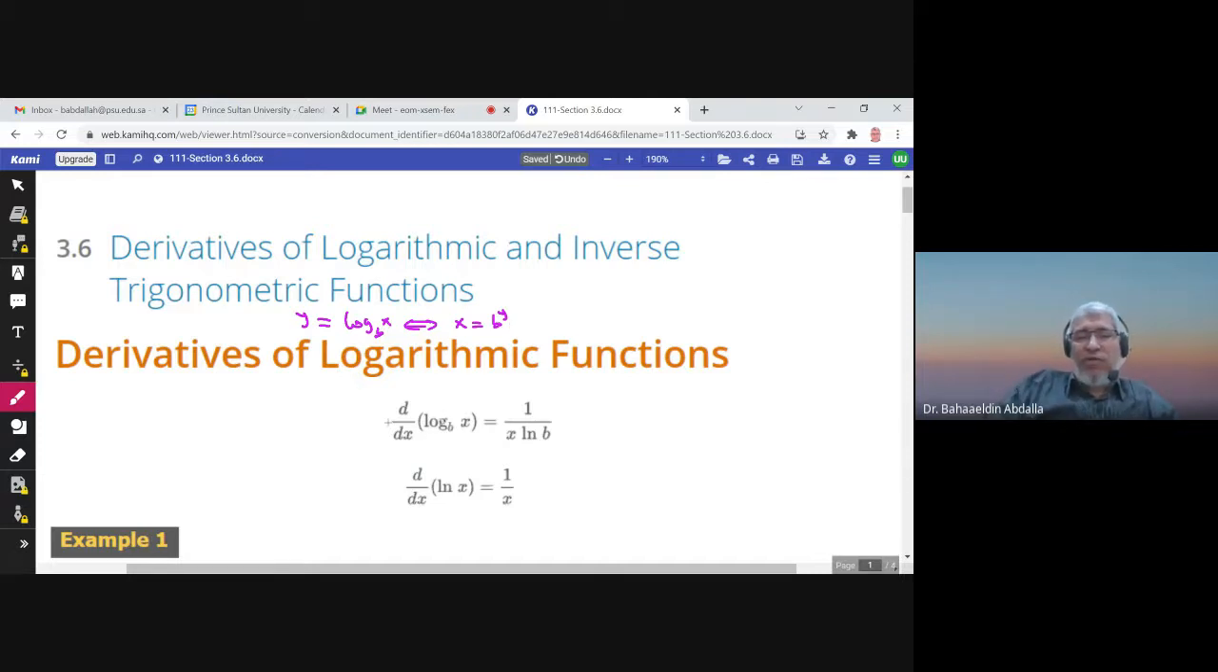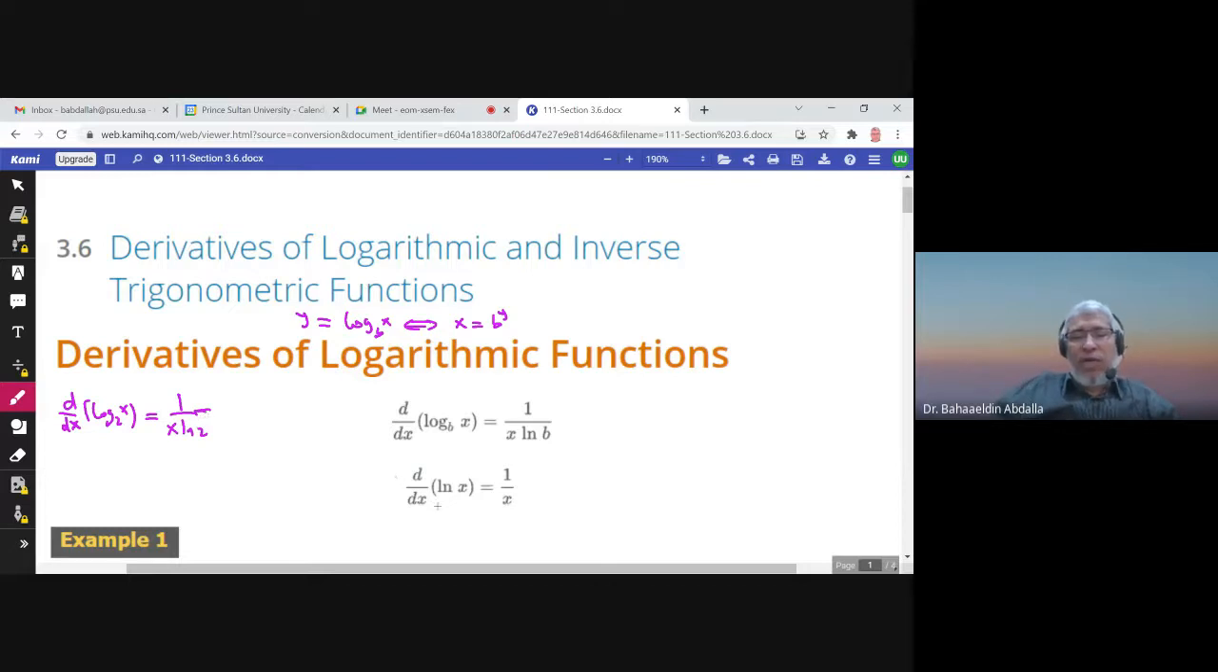The derivative of log x to the base b is 1 over x times ln b. So for example, if we want to find the derivative of log x to the base 2, then the derivative would be 1 over x times ln 2.